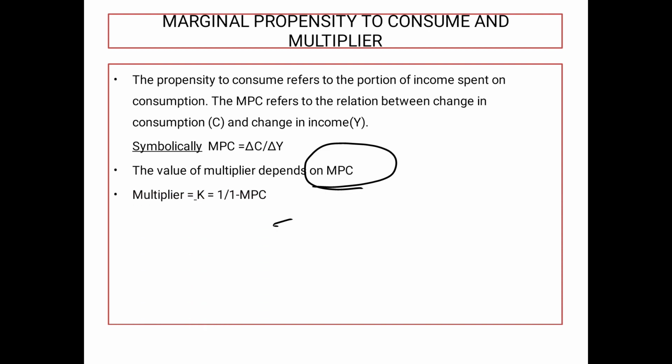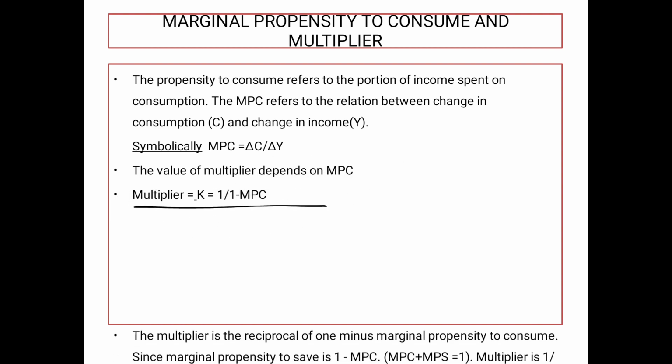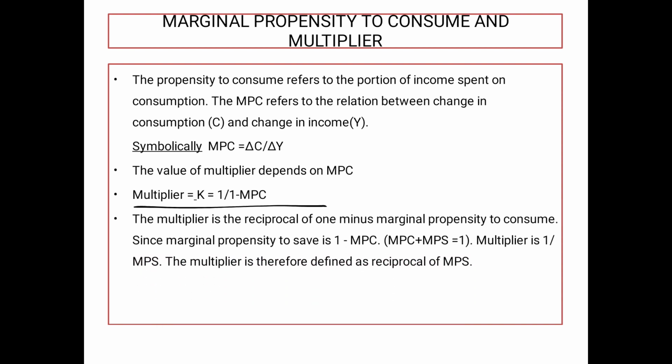So what is the value of multiplier? K is equal to 1 divided by 1 minus MPC. This is a 1 mark question for you. So remember, you should know what the multiplier formula is. So what does a multiplier tell you?